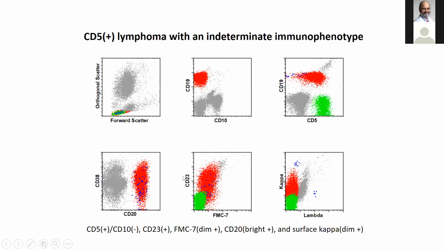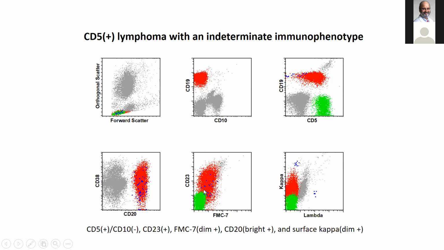But then when we look at our CD23 versus FMC7, they happen to be both CD23 positive and FMC7 positive. Now this FMC7, you might look at it and go, is it really positive? This particular one is in FITC, which is a very dim fluorochrome. So any movement along this axis is usually positive. So here we've got positive for FMC7, positive for CD23. That gives us an indeterminate immunophenotype.